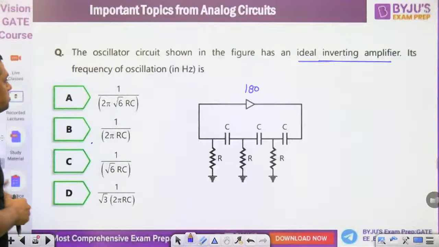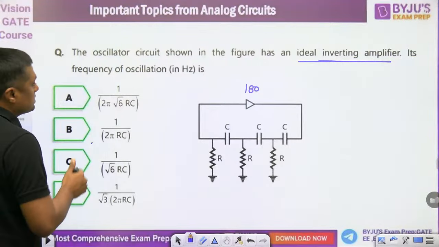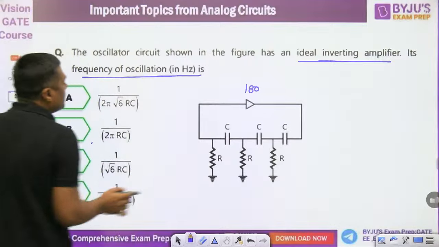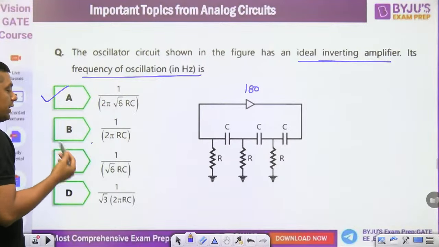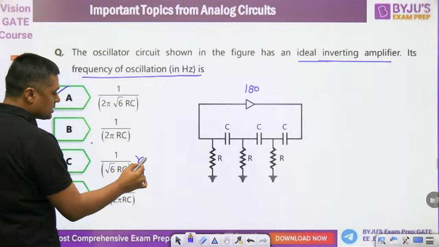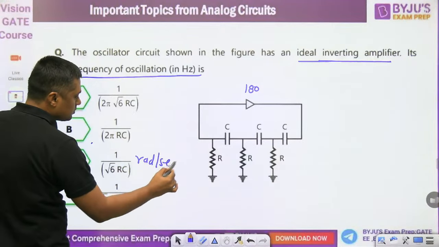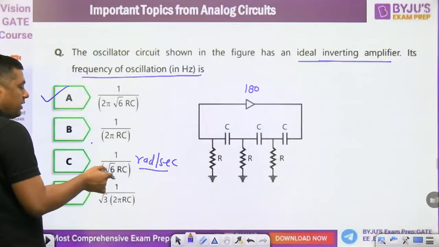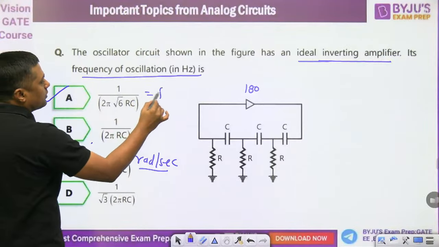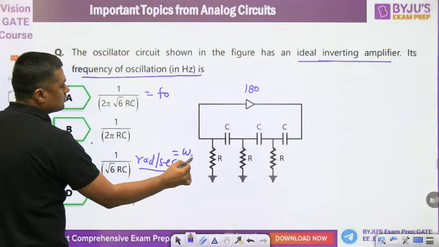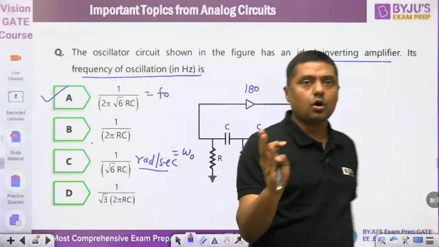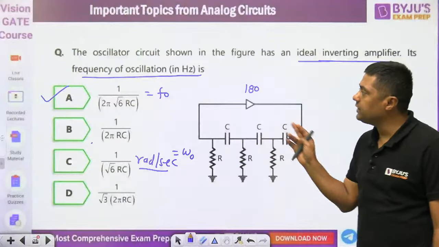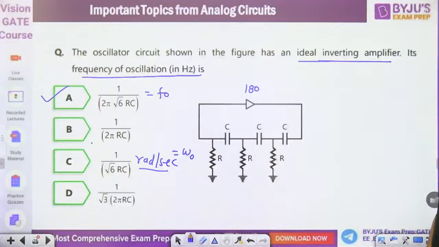So what is the frequency? When it is given in hertz, this is the correct answer: 1 by 2 pi root 6 RC. When it is in radian per second, then this is the answer. This is the omega naught, this is the f naught. This is a standard circuit by using op-amp or by using FET, with 180 degree phase shift.